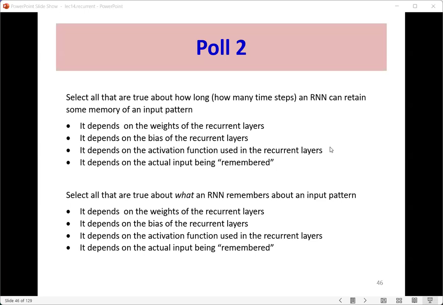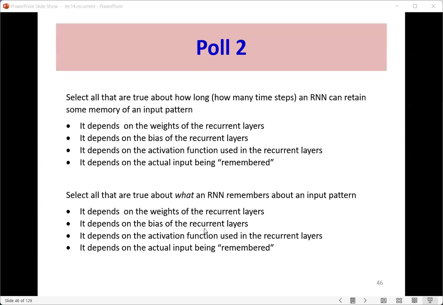For the first question, which are the true statements? Select all that are true about how many time steps an RNN can retain some of the memory of the input pattern. Only the first 3: it depends on the weights of the recurrent layers, it depends on the bias of the recurrent layers, it depends on the activation of the recurrent layers, but it does not depend on the input. So this is the duration of memory. What about what is exactly remembered? Even that only depends on the weights, bias, and activation. It has no dependence on the actual thing you're trying to feed in.